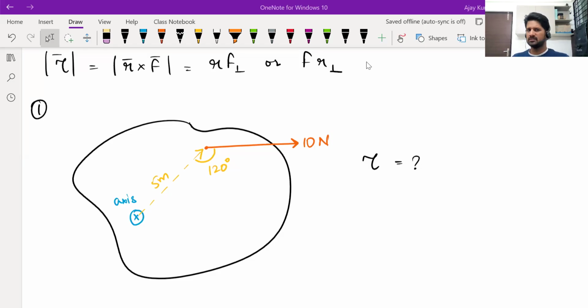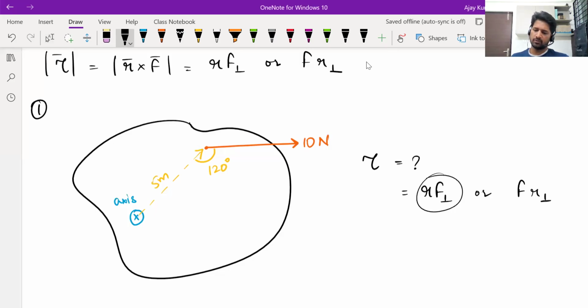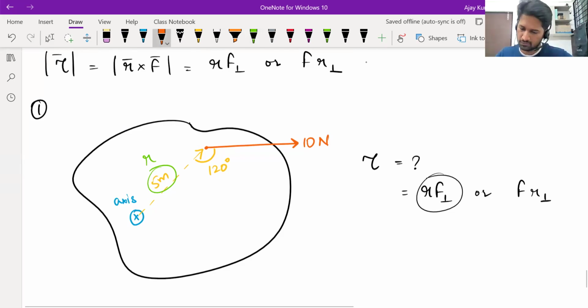Okay, so there are two things that you can do. The magnitude of torque is r multiplied with F perpendicular, or F multiplied with r perpendicular. Let's try this first. We take r as it is, 5 meters. The 10 Newton force is not perpendicular to that 5 meter vector, so you have to take the component of 10 Newtons perpendicular to that vector. Total angle is 120. We want the perpendicular component, so this side angle is 90. The remaining angle will be 30 degrees.